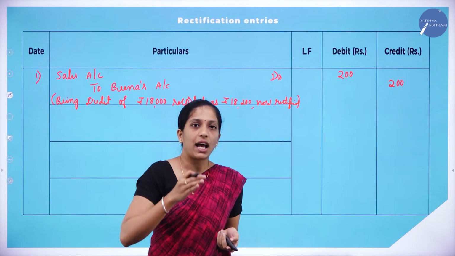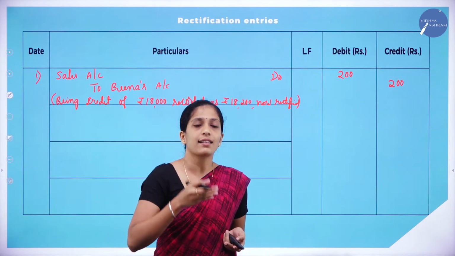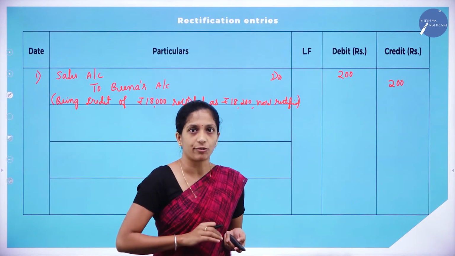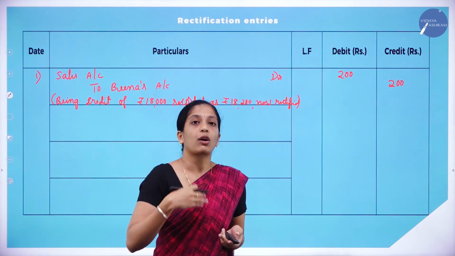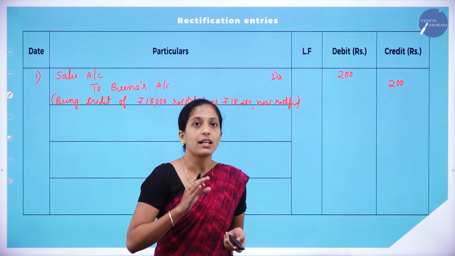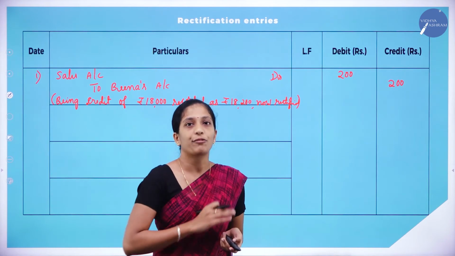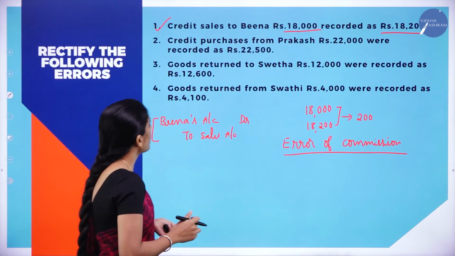Now if they have recorded less than the actual amount, then your journal entry will be the correct journal entry. You will write the difference amount. If they have recorded more than the actual amount, then your entry will be reverse entry. Then you will record the difference amount. Now moving on to the next one.